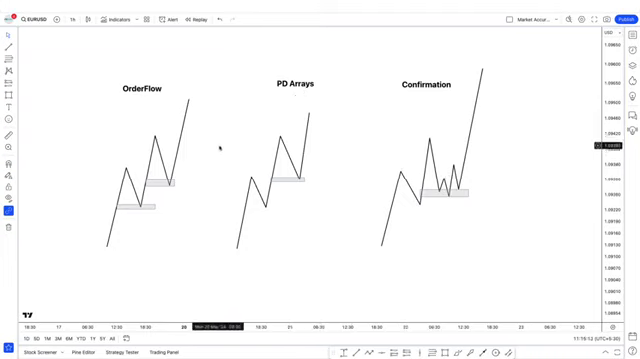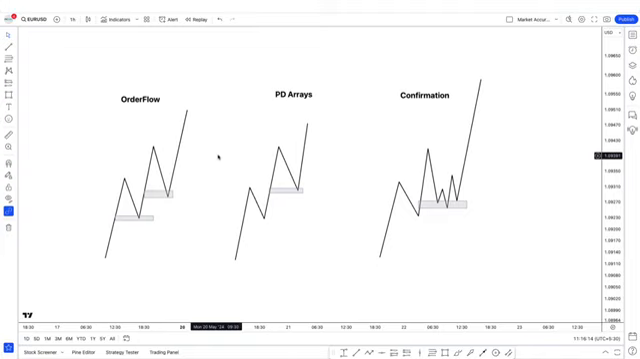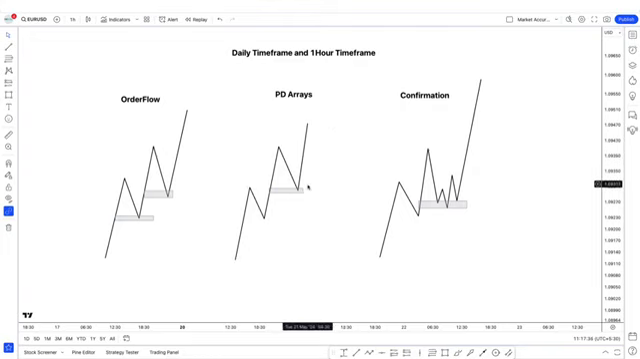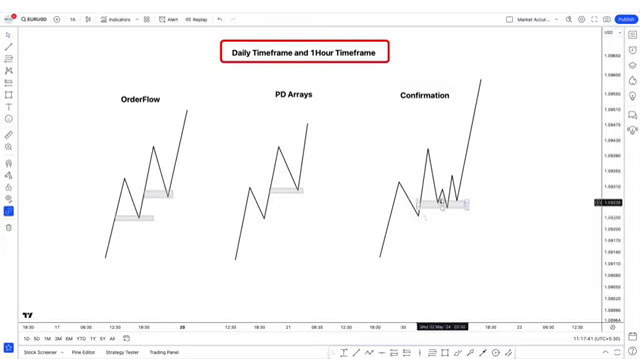Now there could be a fair value gap here as well, but I suggest that you stick with the order block. Now, the time frames that we're going to trade are the daily time frame and the 1 hour time frame for this strategy. If you want to see an insane consistency in your trading, you want to stick with these time frames, the daily time frame and the 1 hour time frame. So we are going to look at the order flow on the daily time frame.